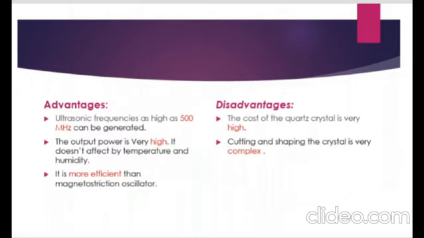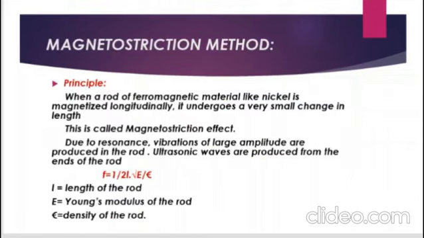Advantages and disadvantages of the piezoelectric crystal method. Advantages: ultrasonic frequencies as high as 500 MHz can be generated. The output power is very high, and it is not affected by temperature and humidity. It is more efficient than the magnetostriction oscillator. Disadvantages: the cost of the quartz crystal is very high, and cutting and shaping of the crystal is also very complex.